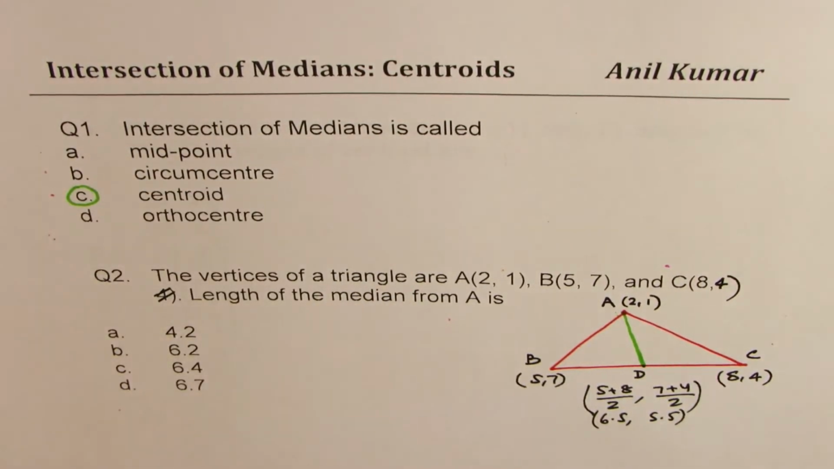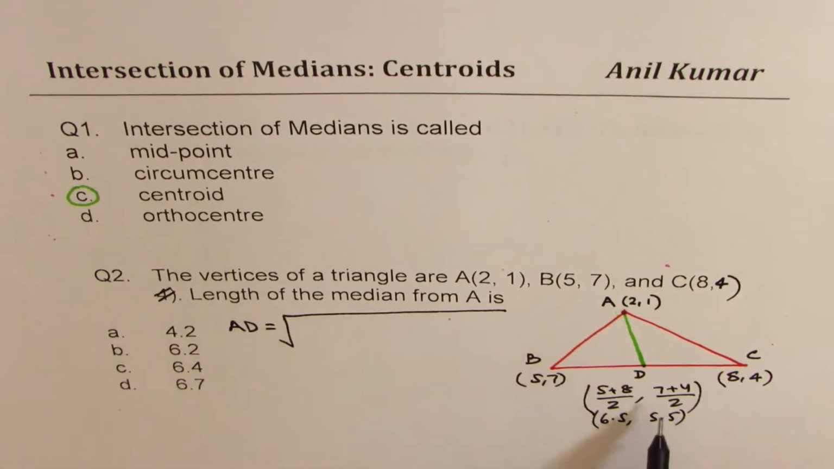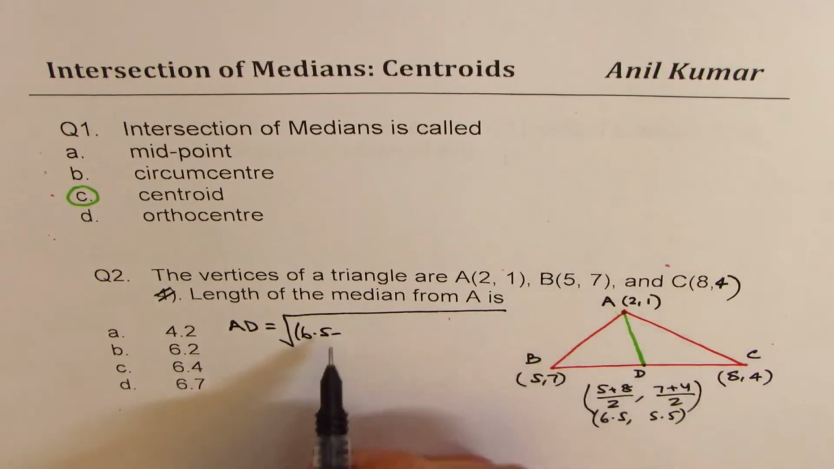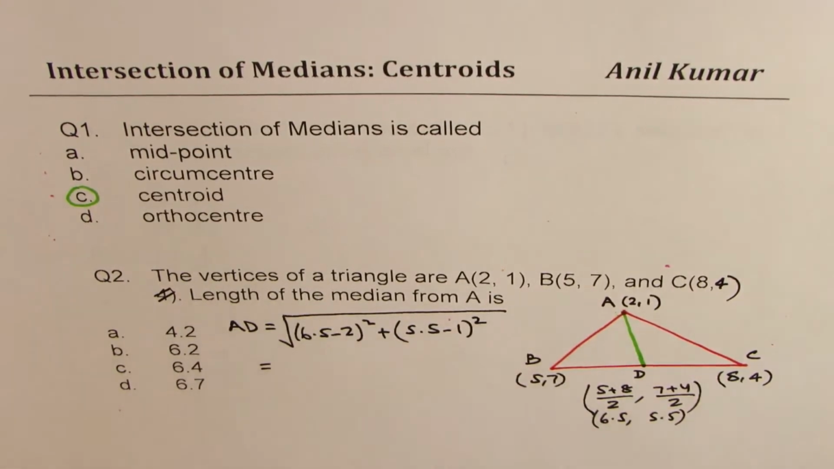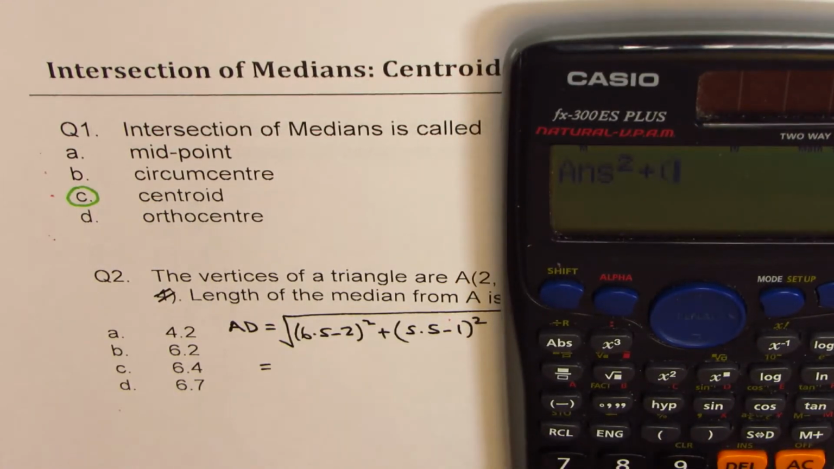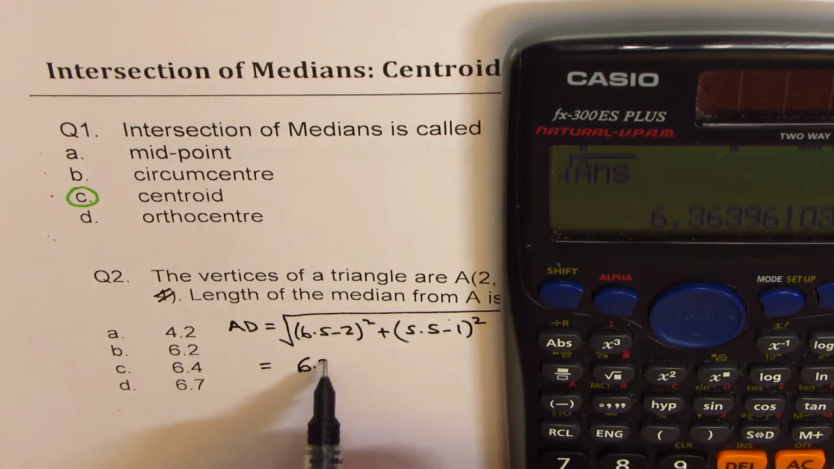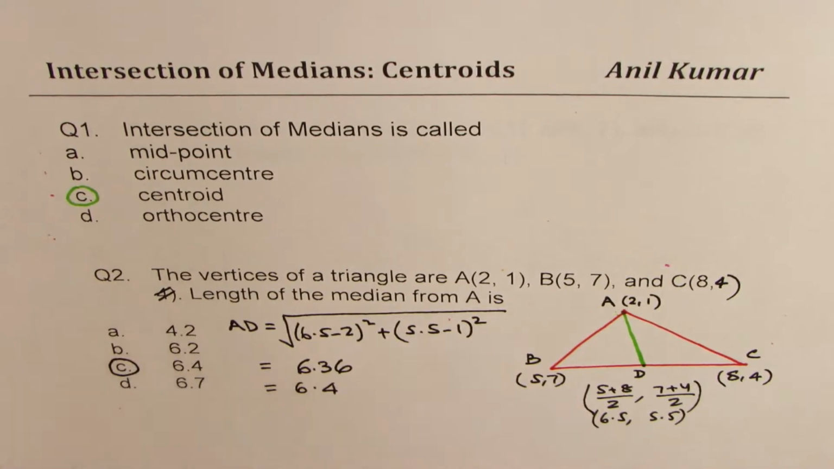Now we have to find the distance AD. The length of the median is the distance AD. So AD will be equal to the square root of (6.5 minus 2) whole squared plus (5.5 minus 1) whole squared, right? That is going to be the length. Whatever we get, we take the square root of it to get the result, and we need it in decimals, so it is equal to 6.36. 6.36 is close to 6.4, and therefore C is the right option.